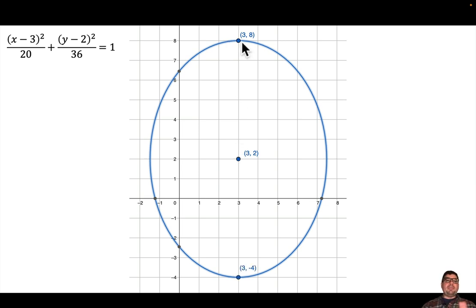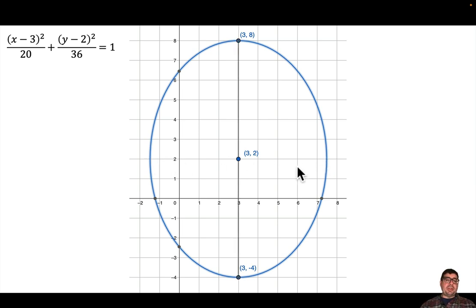And then I go left by the square root of 20 and right by the square root of 20, right? It's the square root of that number. You can see the square root of 20 is between 4 and 5, right? 4 squared is 16, 5 squared is 25. So I go a little bit more than 4 to the right and a little bit more than 4 to the left to get the co-vertices. And the minor axis is just twice the square root of 20.